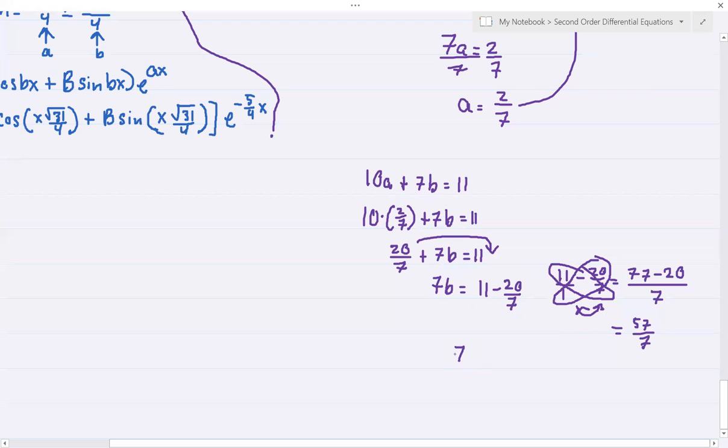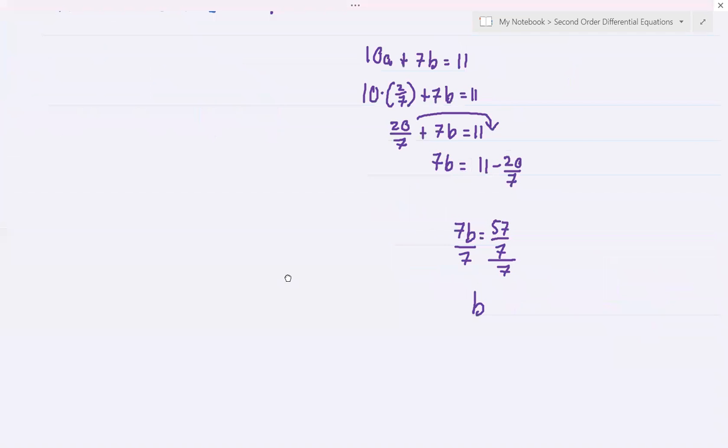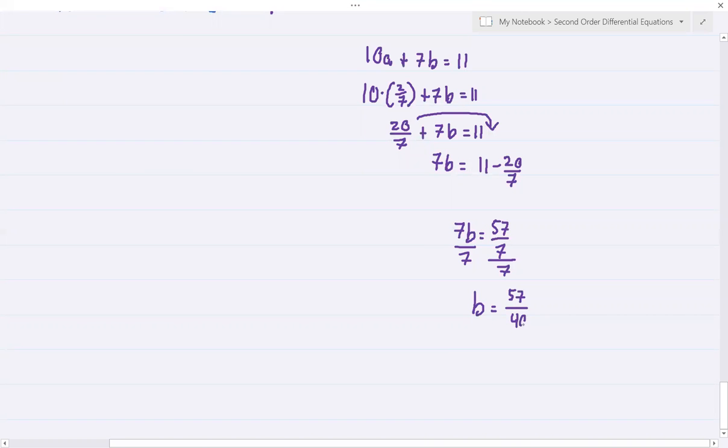So therefore, we will have 7b is equal to 57 all over 7. So after that, we can now divide both sides by 7 to get your b. So divide 7 both sides. We will have now your b is equal to 57 all over 49. So that is the value for your b.